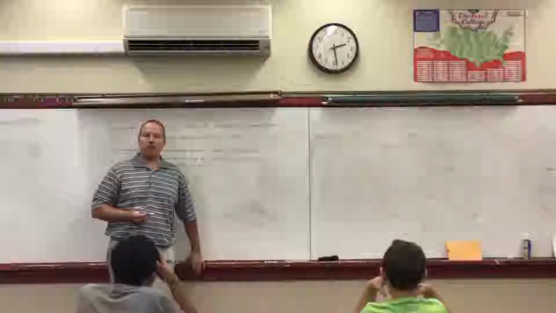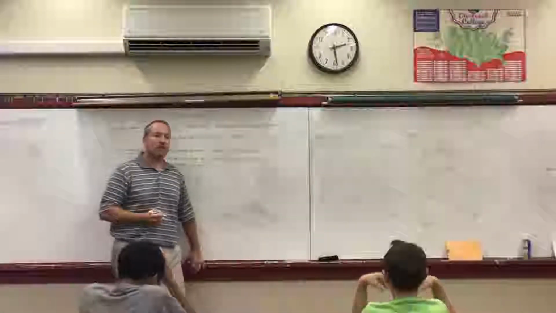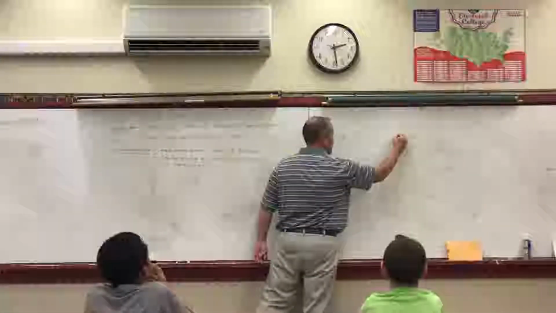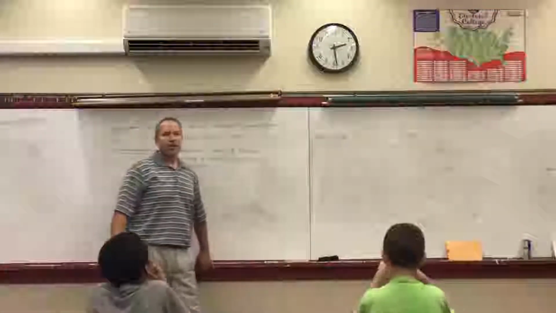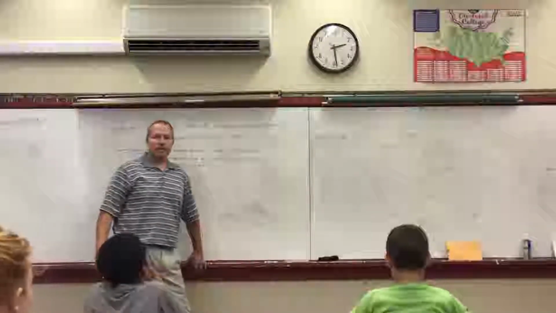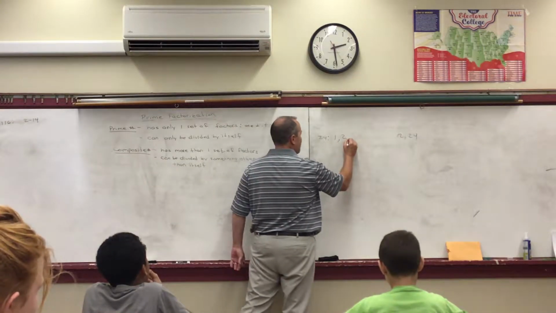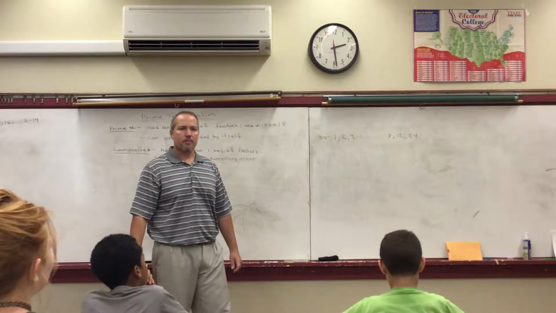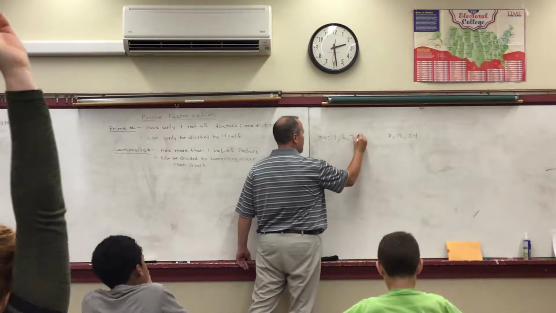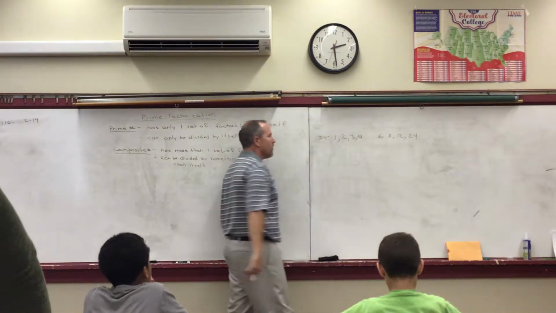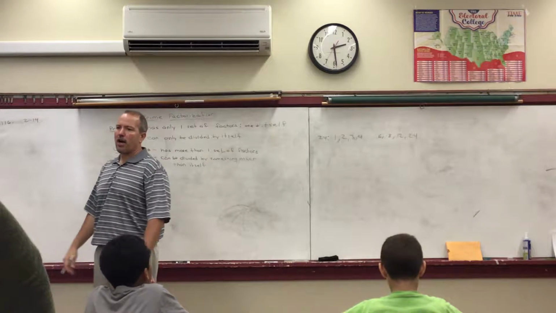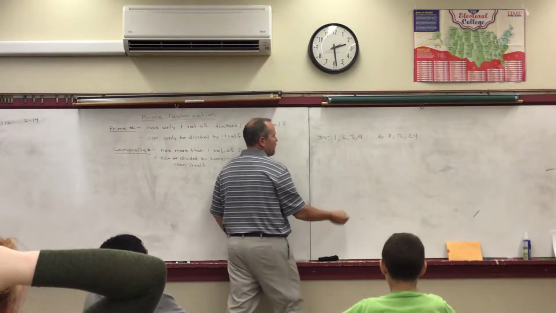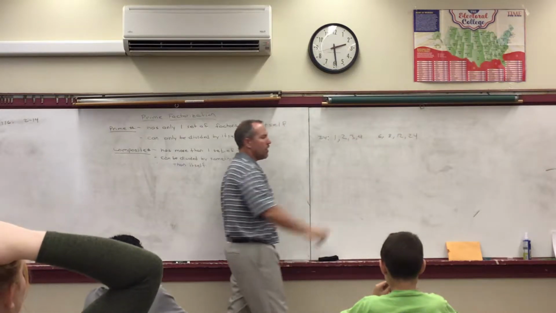Now, can we take 24 divided by 2? Yes, 24 divided by 2 is 12. So the next set would be 2 and 12. Can we take 24 divided by 3? Yes. 24 divided by 3 is 8. Can we take 24 divided by 4? Yes, 24 divided by 4 is 6. Can we take 24 divided by 5? No. Can we take 24 divided by 6? Yes, you get 4. Now, we already have that set. So right here would be all the factors of 24.